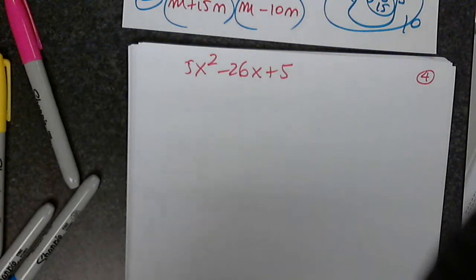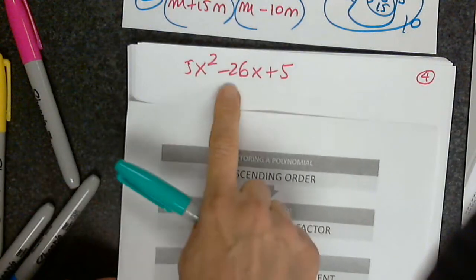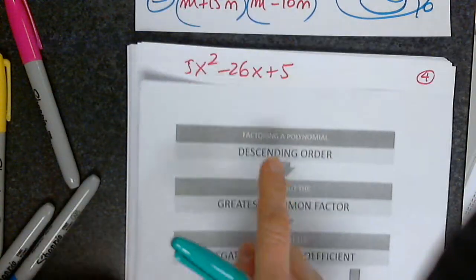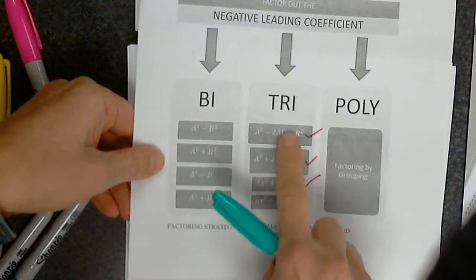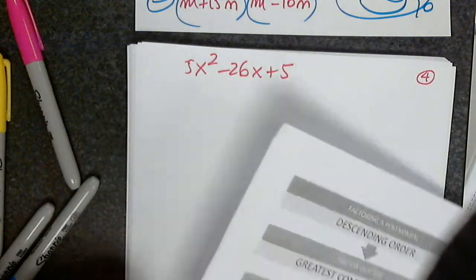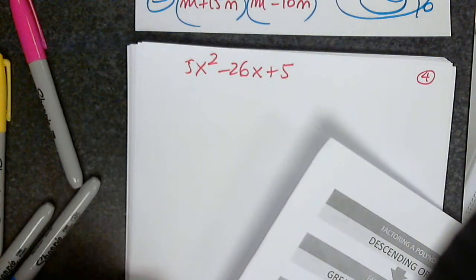So again, I go through my strategy. Number 1, descending order? Yes. Greatest common factor? No. Negative leading coefficient? No. Special product? No. This is not a perfect square. This? No, because the leading coefficient is not 1. So that's my last chance.